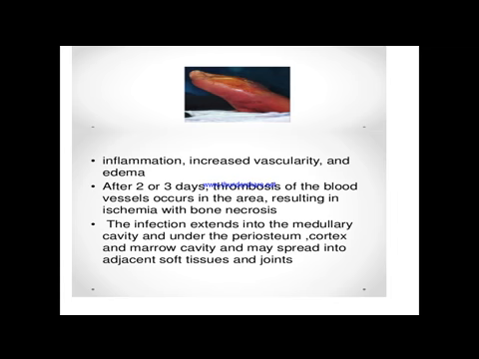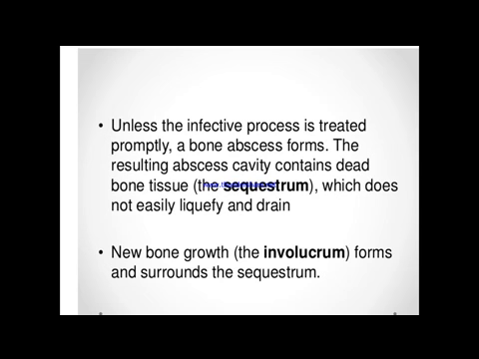So ischemia will occur, the blood supply to the bone will decrease, and infection will pass through the bone cortex and marrow cavity. The infection will spread to the bone cortex and the bone marrow. Ultimately it will result in necrosis and bone death.